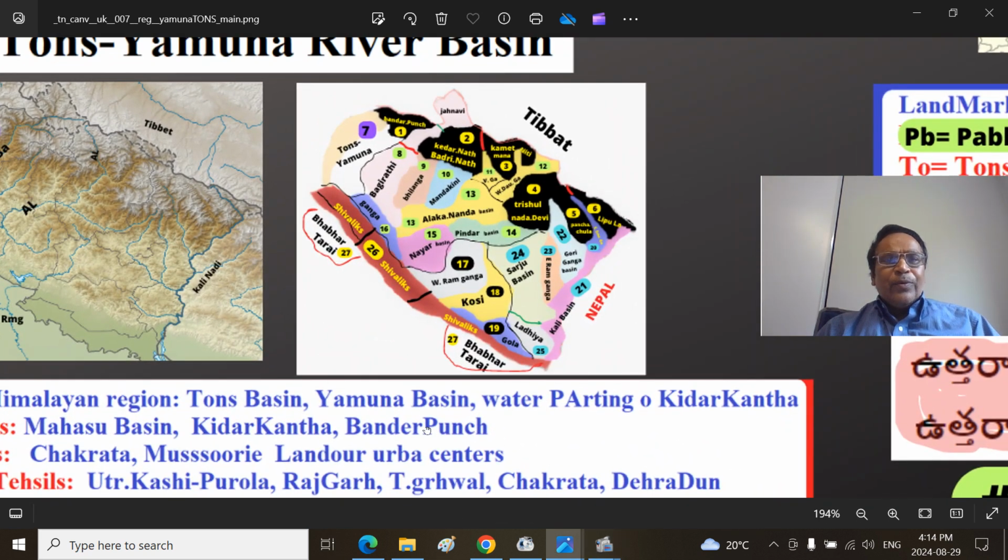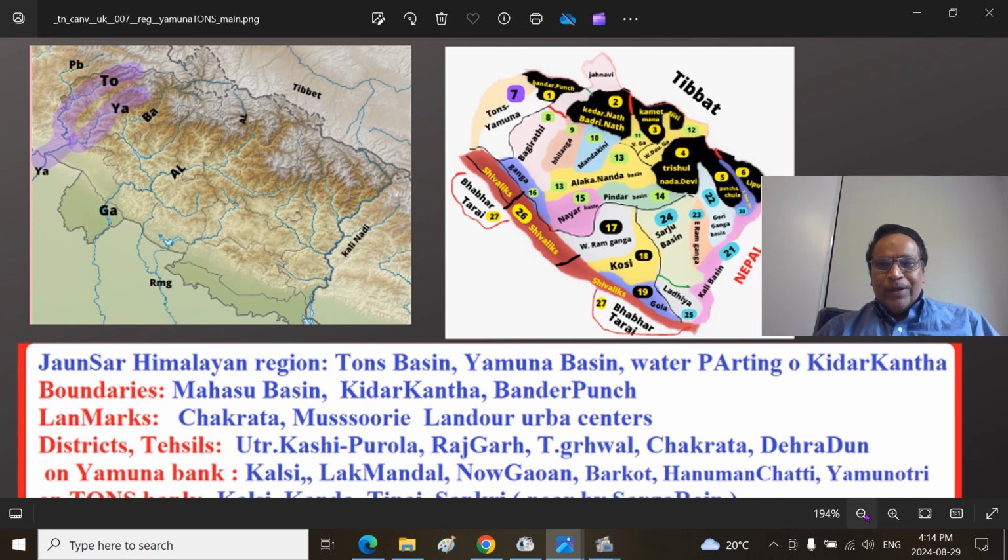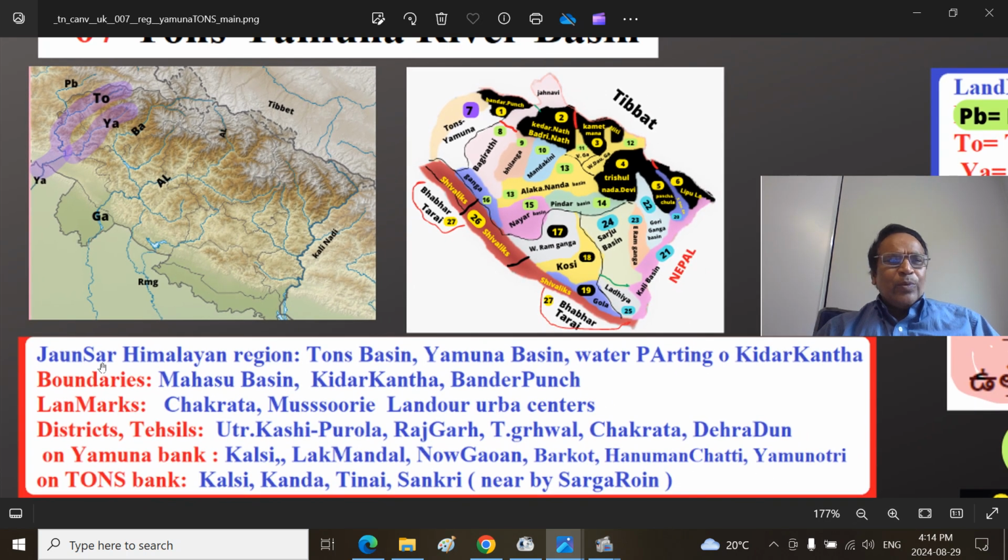So once you know the broader 27 or so regions, you can see the boundaries, the landmarks, and the districts we will go over. We are looking at this particular part 7, and this region is the Jaunsar Himalayan region. That means it is culturally a little different. The entire area, mostly the southern part in Dehradun and northern part in Uttarkashi districts, is the Jaunsar Himalayan region. So we have the Tons River Basin and Yamuna River Basin.